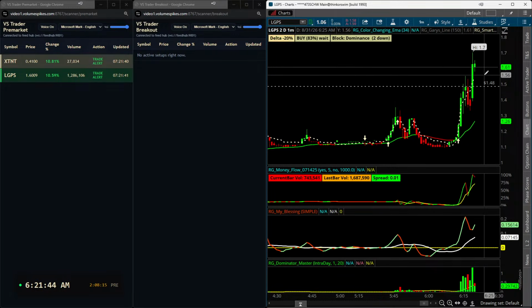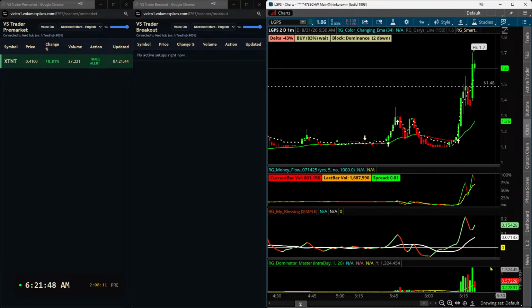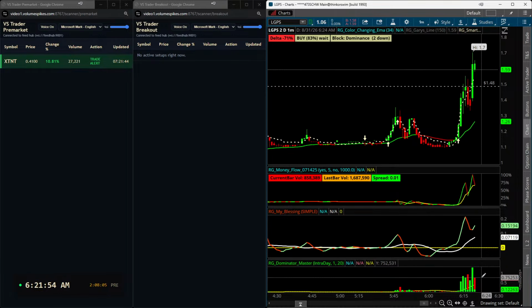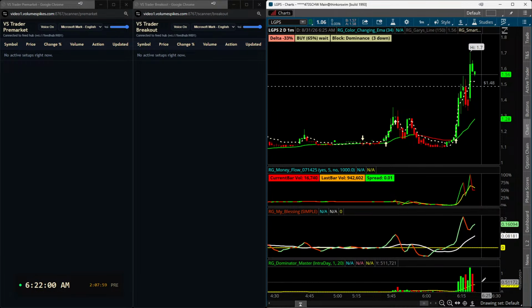Pre-market trade alert. XTNT. You can see when the bar turns red, the green bar covers it up. That tells me they're buying up what they're selling. Now the sellers are dominating the movement here. Price coming down slightly.